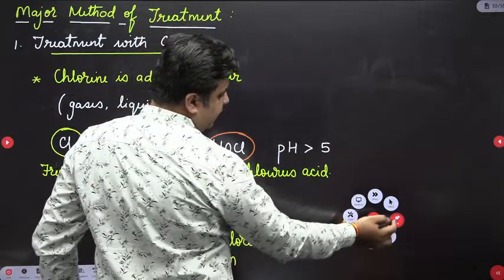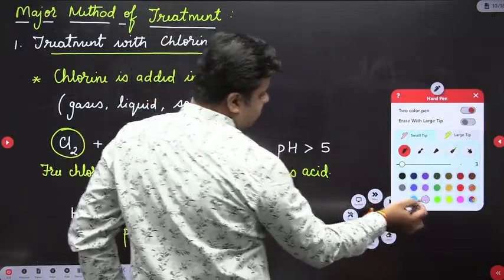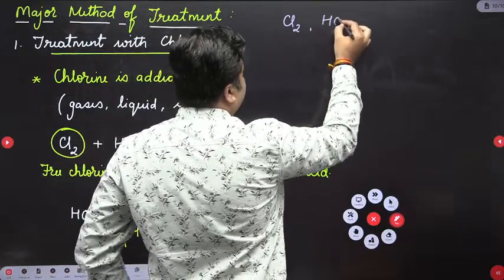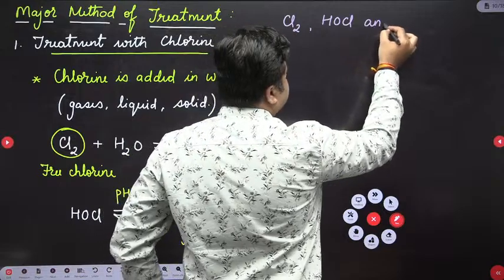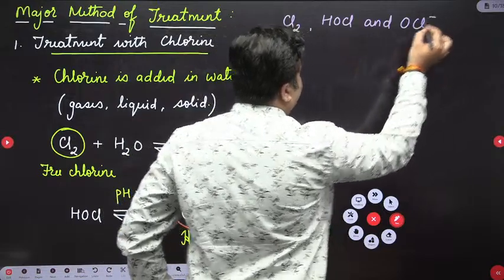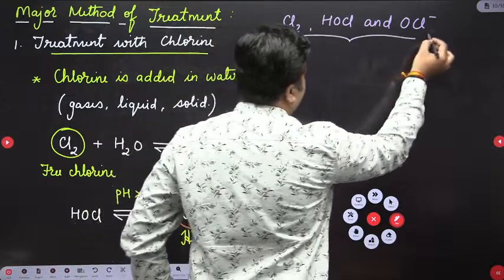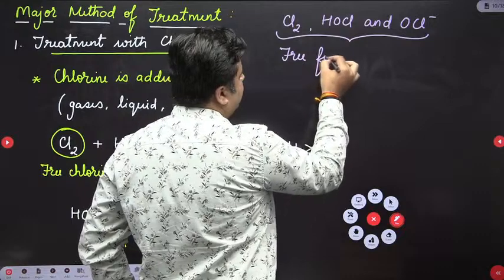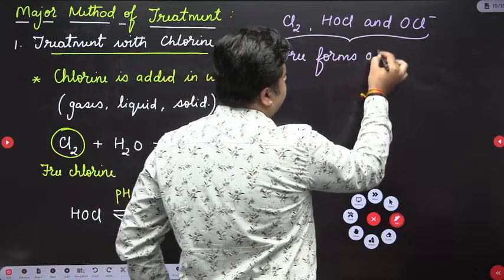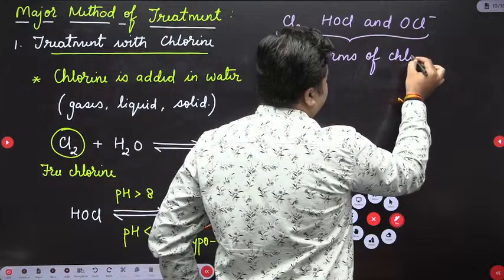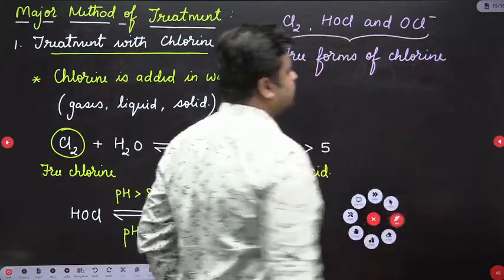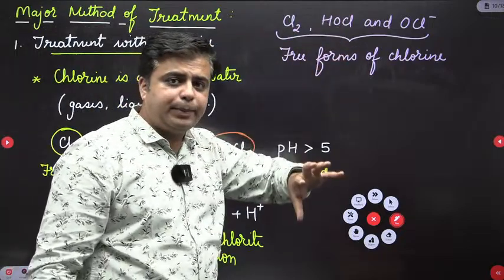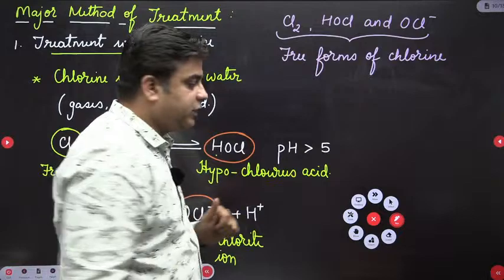Cl2, HOCl and OCl minus are known as free forms of chlorine. All these three forms of chlorine are capable of carrying out the disinfection.